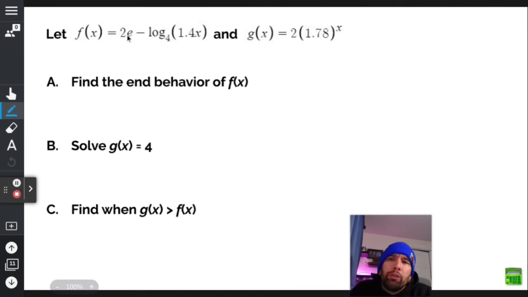F of x equals 2e minus log base 4 of 1.4x. G of x equals 2 times 1.78 to the x. Find the end behavior of f of x. All right, so that's f of x.